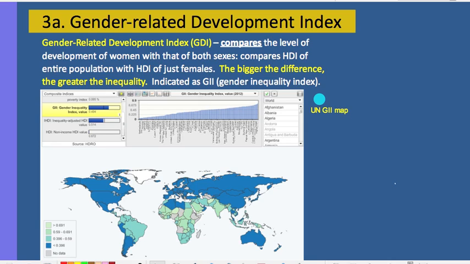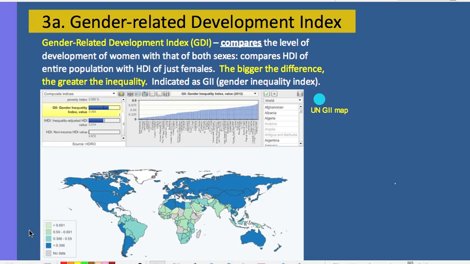And the United Nations uses the Gender Inequality Index, or GII, and it looks like this, to indicate where there's inequality. In a sense, it's kind of the opposite. When we looked at HDI, the closer a number was to 1, the greater the development, and it was more of a positive thing. Well, for gender inequality, the closer the number is to 1, the greater the inequality. So the larger number is now more of a negative thing.